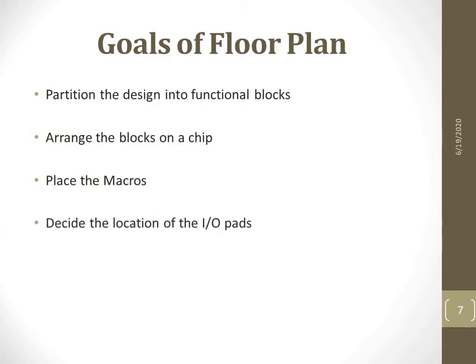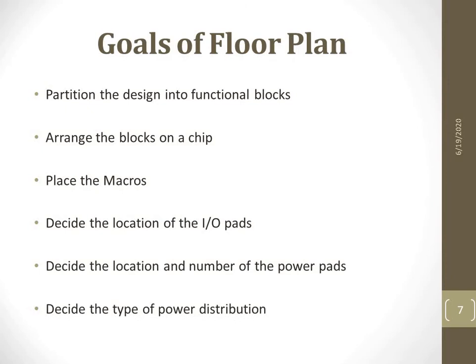Then dedicate the location of the IO pads. Decide and dedicate them. Some are dedicated, which are called bonded, and some are simply used generally as IO. So decide the location of the IO pads. Decide the location and number of power pads we need, and decide the type of power distribution we are going to implement. All these things we'll look at in detail in the coming lectures.